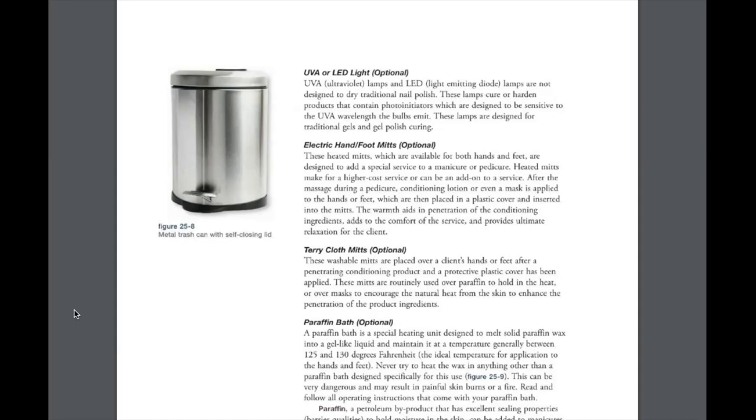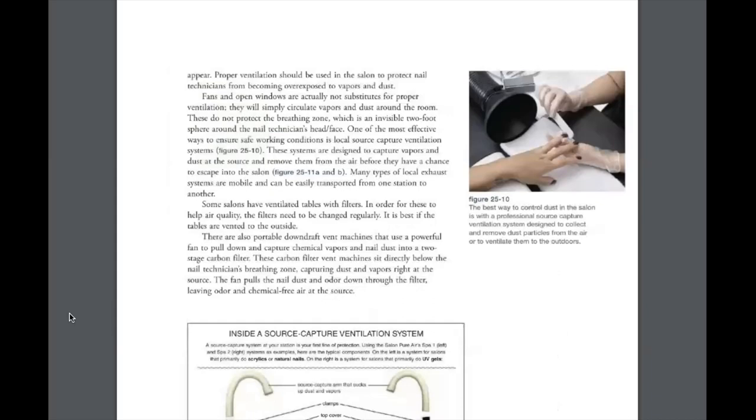Then we have your ventilation system, which is also optional. These are products that are used when performing nail services, and they may contain chemicals that can affect a worker's health. Exposure to nail dust and chemical odors and vapors can affect one's breathing and respiratory health. And these symptoms do not show immediately, but can sometimes take months or even years to appear. So proper ventilation should be used in the salon to protect nail technicians from becoming overexposed to vapors and dust.